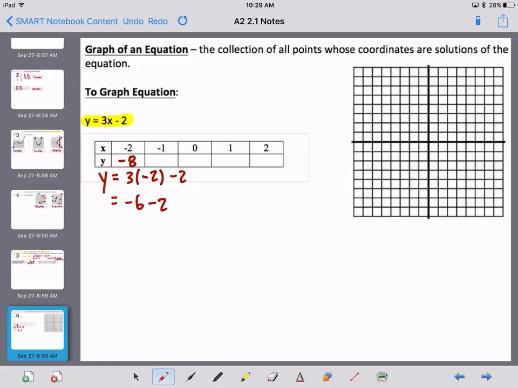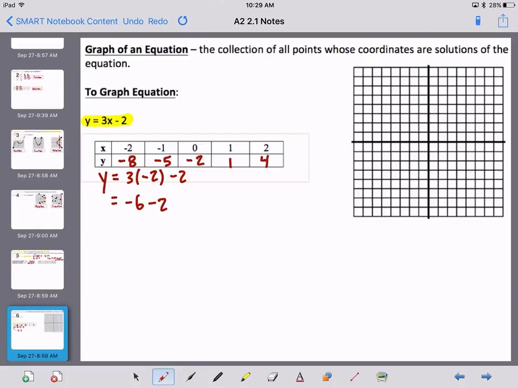Now if you were going to do that for the next 4 ordered pairs, if you plug in negative 1, you should get negative 5 out. If you plug in 0, you should get negative 2. An input of 1 will get you an output of 1, and an input of 2 will get you an output of 4.